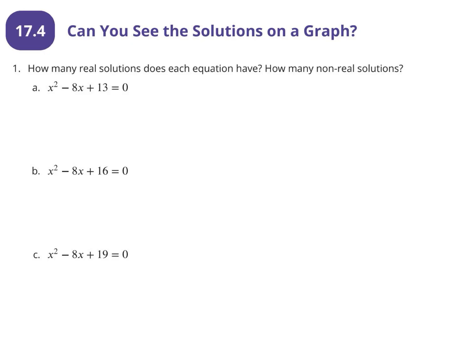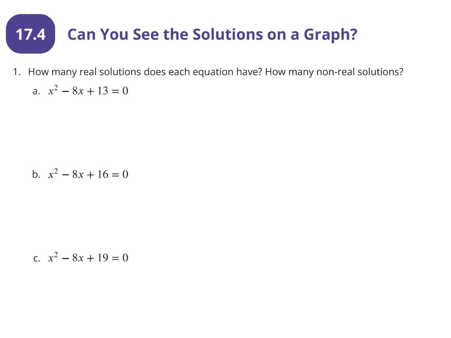Now, here's the same problem again, and we already know the solutions here. So basically, if you were to graph these, what would it look like? If I remember, this was 4 plus root 3 and 4 minus root 3. So from the previous page, x was equal to 4 plus root 3 and then 4 minus root 3.